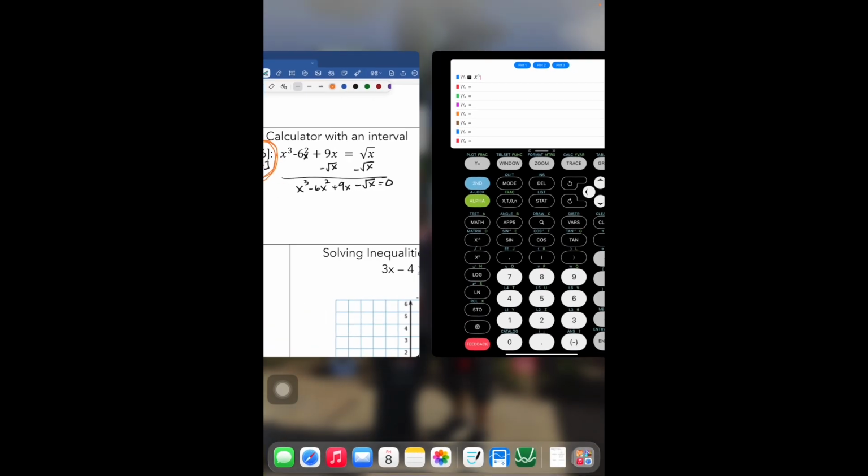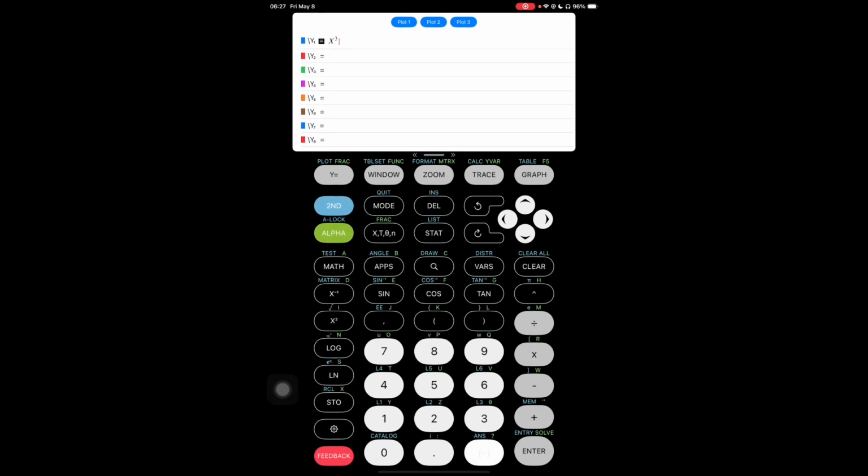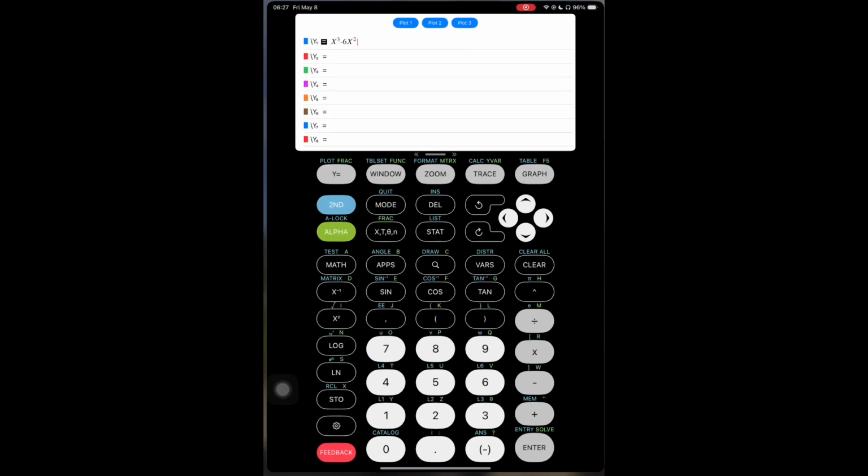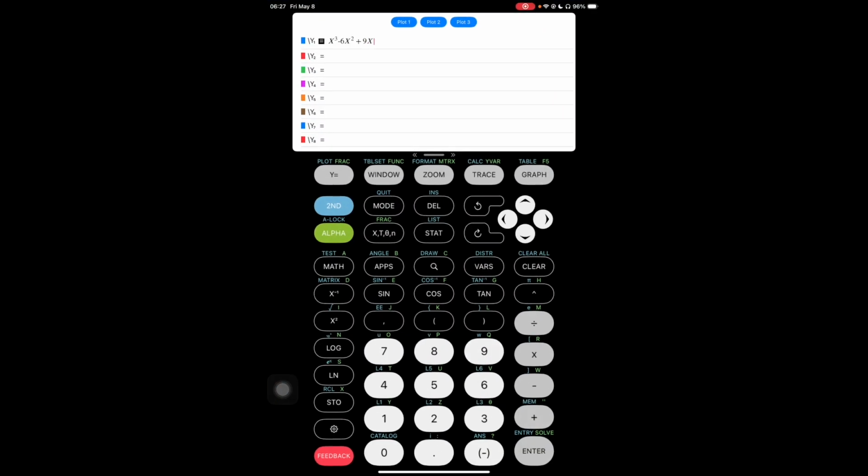And I think the next was negative 6x squared. Negative 6x squared. And was it plus 9? Yep. Plus 9x minus the square root. The square root is going to be here above x squared. So we're going to say second x squared. It's going to give us this radical sign, and we can plug our x in there. So this is what your equation should look like. x cubed minus 6x squared plus 9x minus square root of x. And let's graph. Actually, sorry, no, we're not graphing.